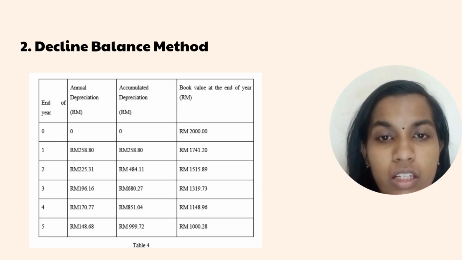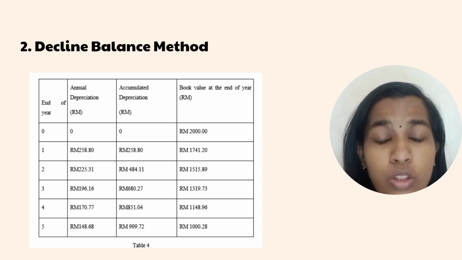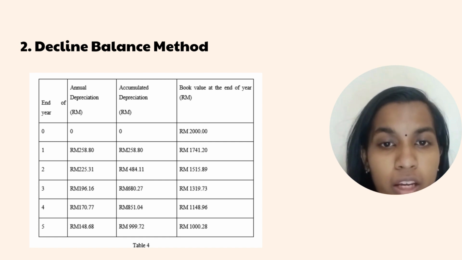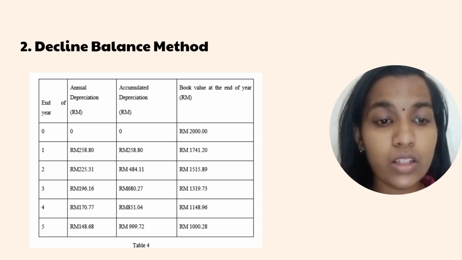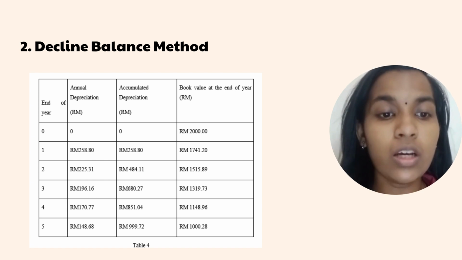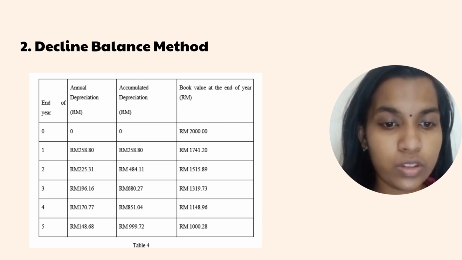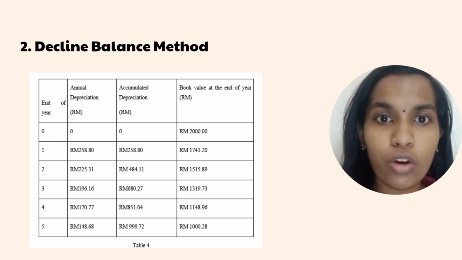Okay. Secondly, the declining balance method. For the declining balance method, the total depreciation will be the same, which is 1000 ringgit. The annual rate of depreciation will be 12.94%. So the annual depreciation for the first year will be 258 ringgit 80 cent, and the accumulated depreciation will be similar to the annual depreciation for the first year. And the book value at the end of the first year will be 1741 ringgit 20 cent.